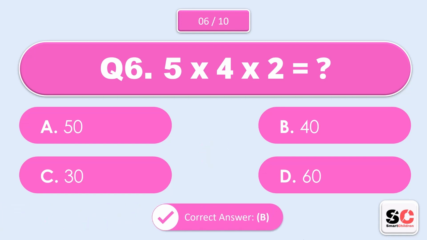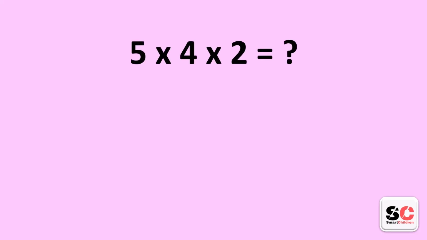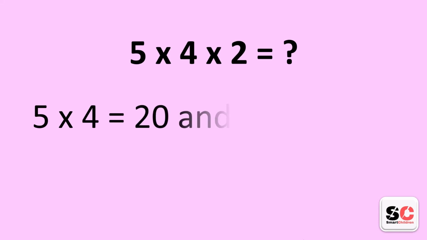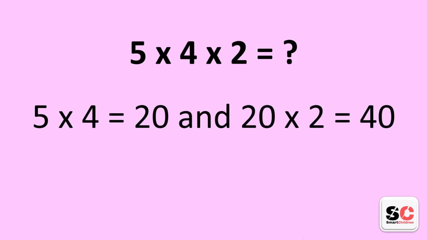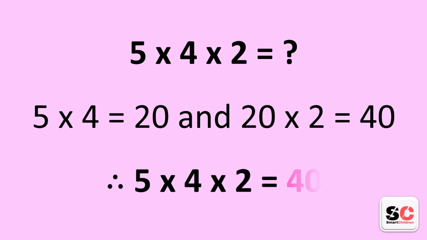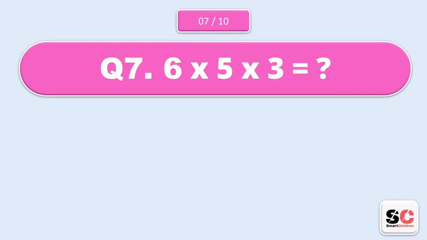40. 5 multiplied by 4 is equal to 20 and 20 multiplied by 2 is equal to 40. Therefore, 5 multiplied by 4 multiplied by 2 is equal to 40. 6 multiplied by 5 multiplied by 3 is equal to?